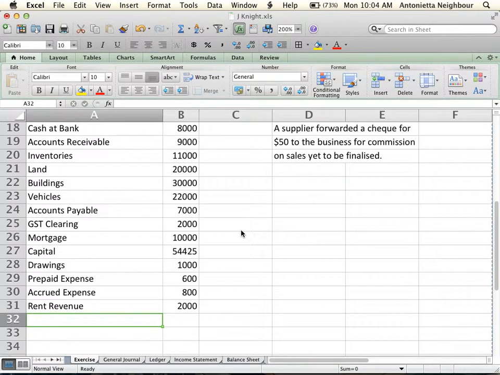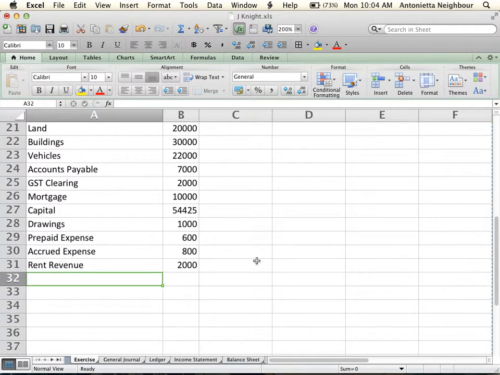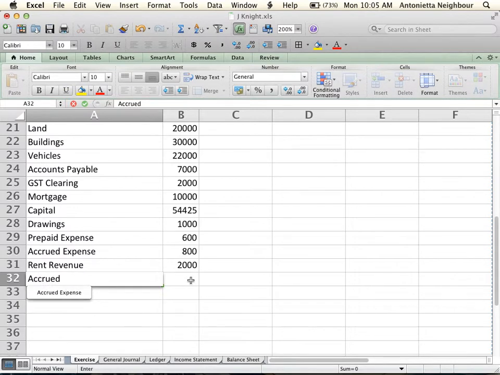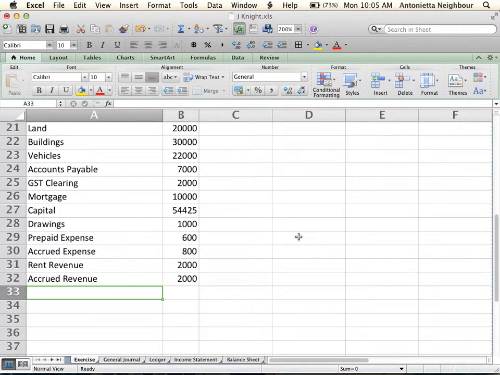It's $2,000. What's the other account affected? I've just credited the revenue account to increase it. What's debited? Accrued revenue, $2,000. Questions? No calculations needed there. Yes, Tavanka?